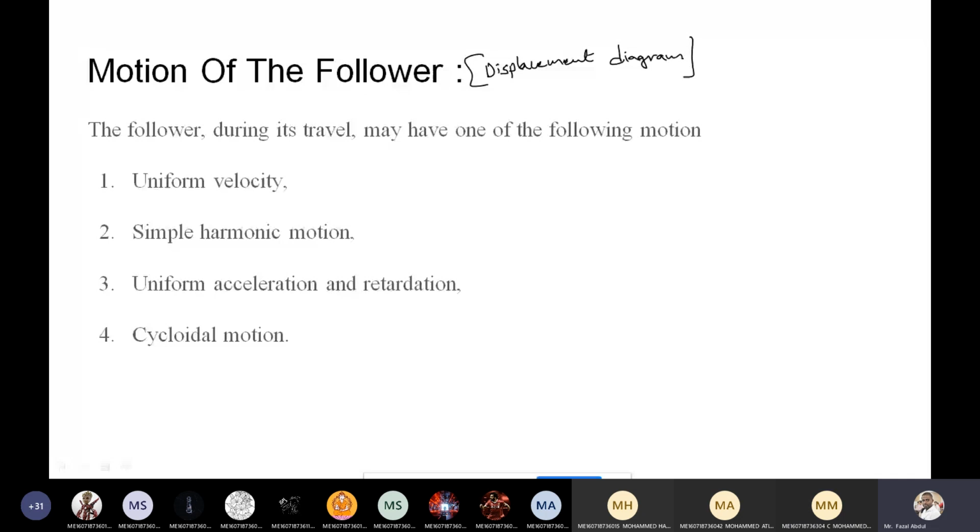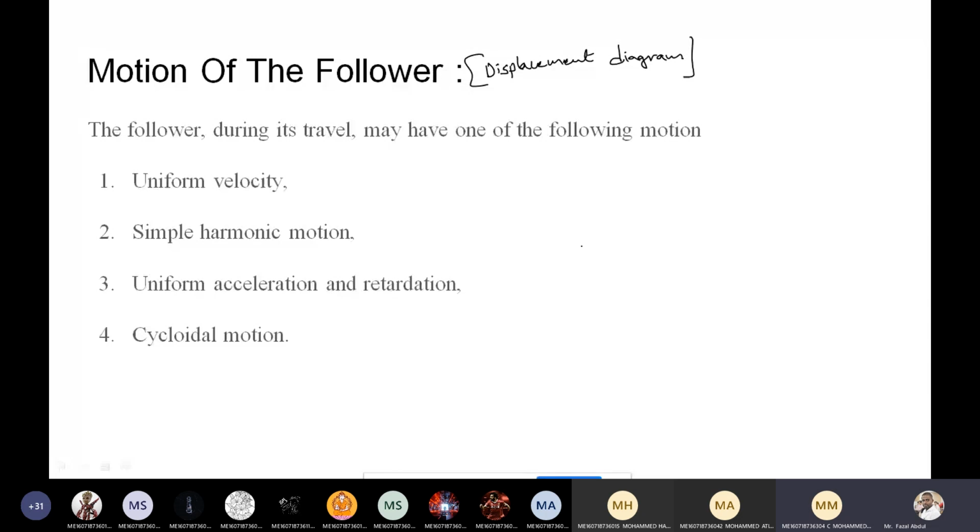Displacement diagrams. You need to draw displacement diagrams. At the beginning of this topic, I said one thing. The first one is the classification, the second one is the terminology, and the third one is the displacement diagram and cam profile. So this is one of the topics.